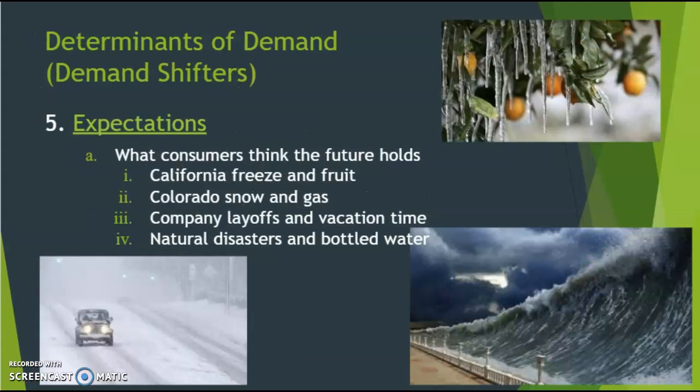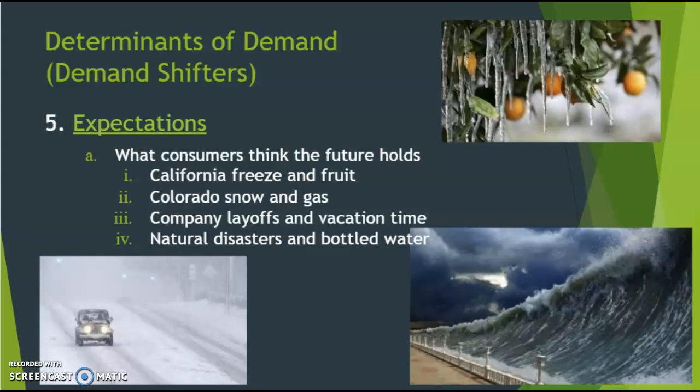And then the very last thing that will shift demand left or right is expectations, what consumers think the future holds. So if California has a freeze and people are worried that there won't be fruit in the future, we go to the grocery store now and we buy fruit. If Colorado says we're having a huge blizzard coming, guess what? There will be a line at the gas station, and people are like, ooh, I better fill up on my gas because I don't want to be stuck out on the road in a snowstorm with no gas in my car.